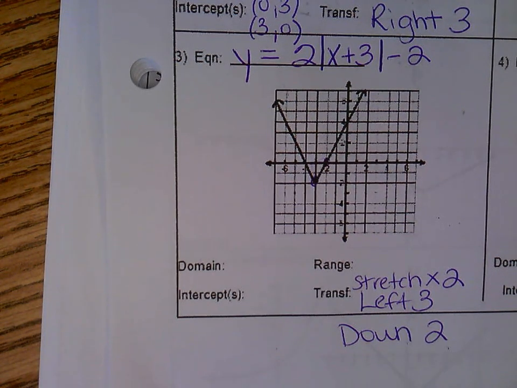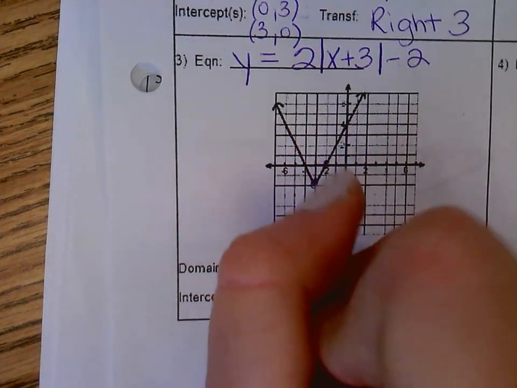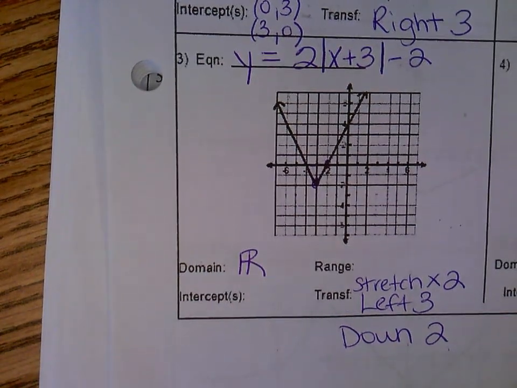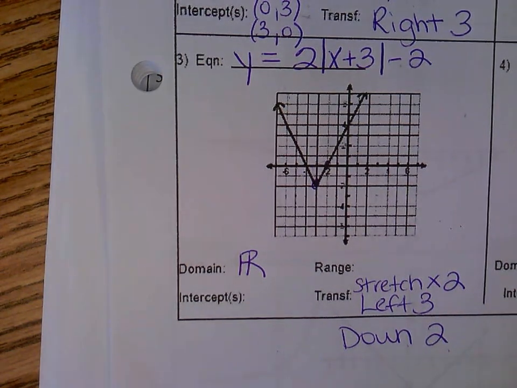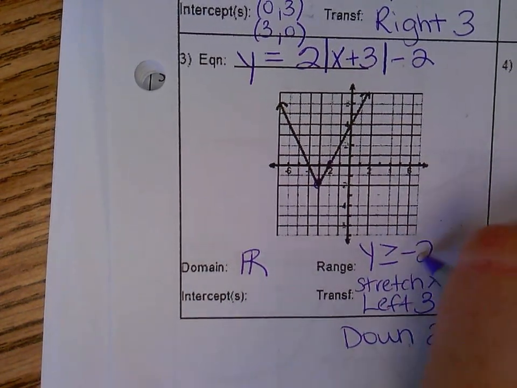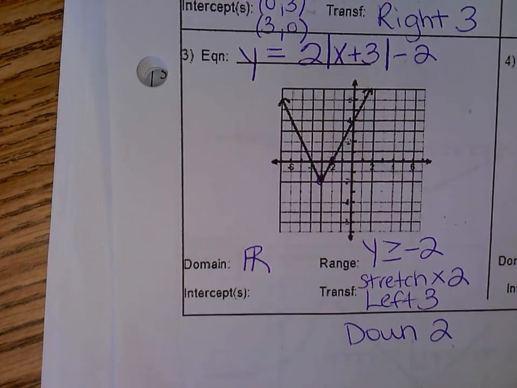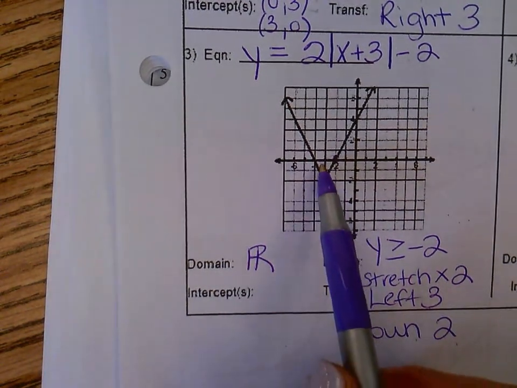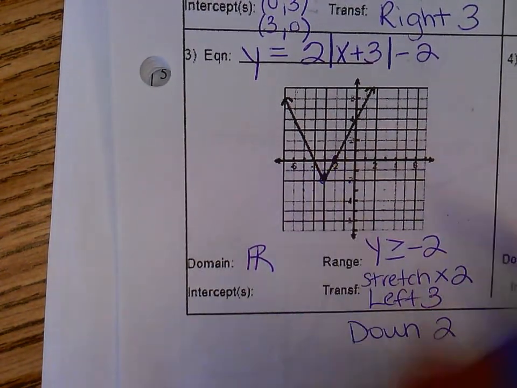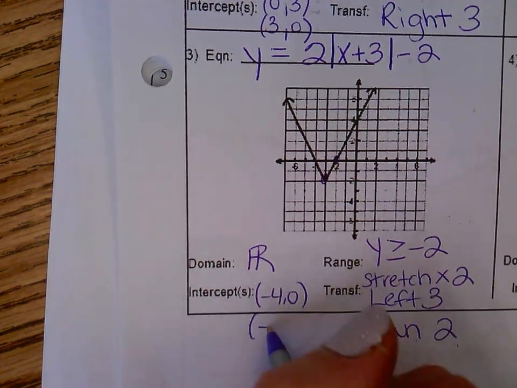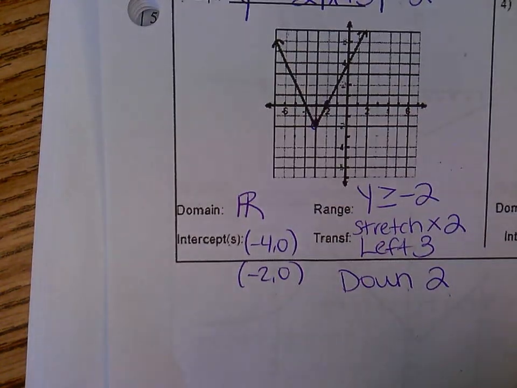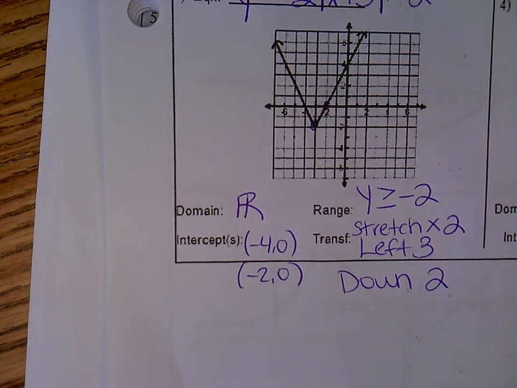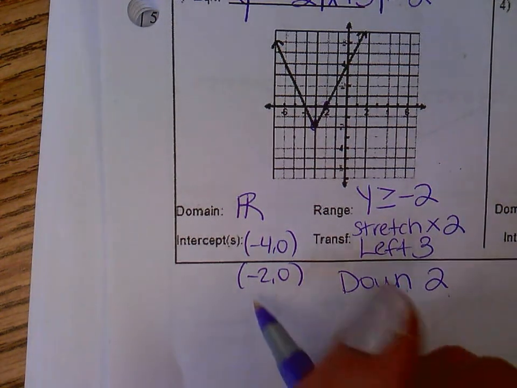Domain, all real numbers. And then what about range? My y values are all what? What's the lowest I can go? So y is greater than or equal to -2. And then I've got 3. Do I have 3 intercepts? Let's see. My 2 x-intercepts are what? -4 and -2. And how would I record my y-intercept? What would someone say my y-intercept is? Yep, 0, 4.